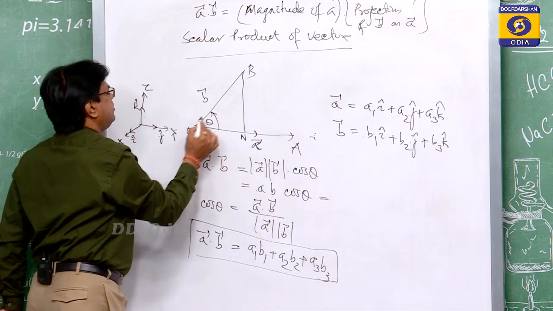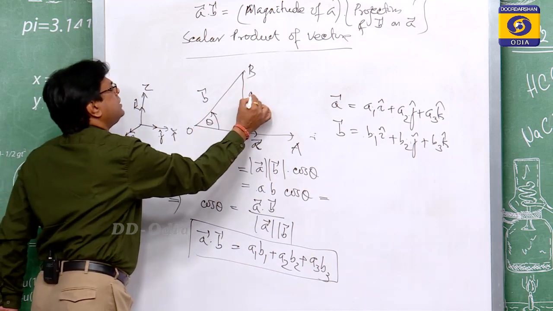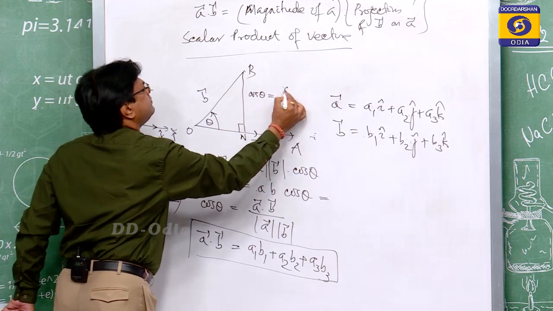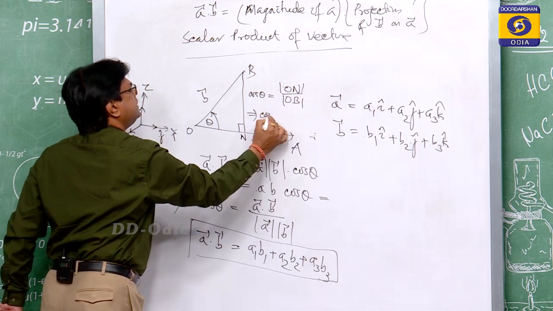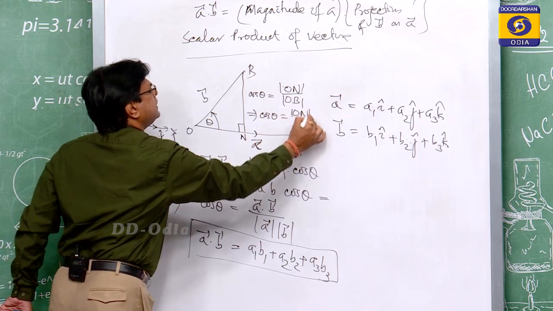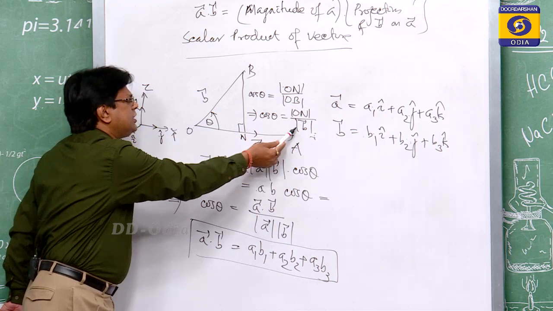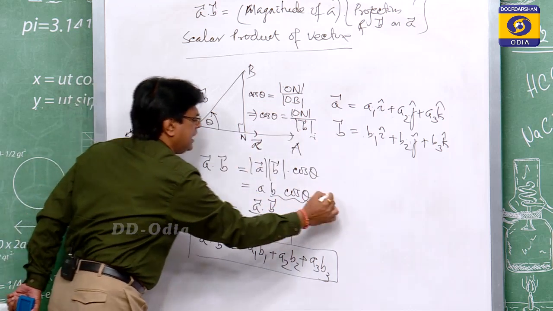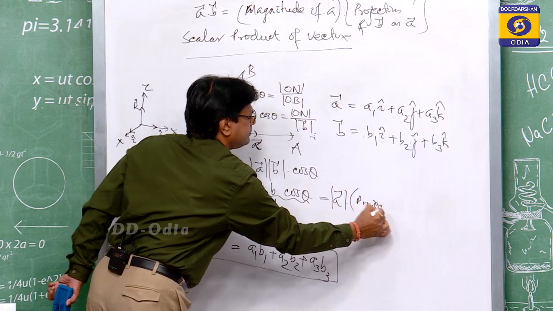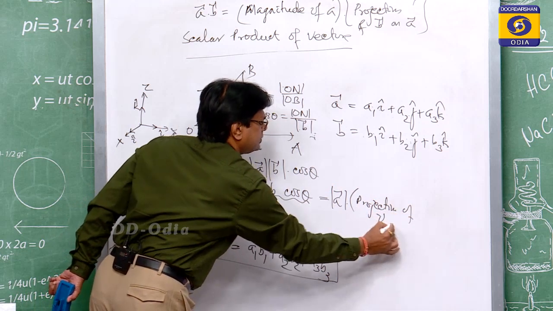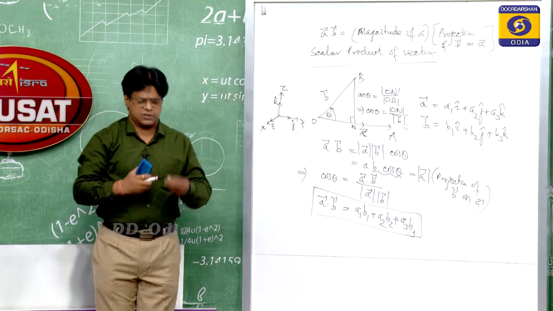So, B cos theta is your, suppose in the right angle triangle O n B, cos theta is equal to O n by O B. So, cos theta is equal to O n by O B, where O B is the B vector magnitude. So, O n is equal to B cos theta. In place of B cos theta, we write A magnitude into the projection of B on A. So, this is your A dot B, that is your geometrical interpretation of scalar product.